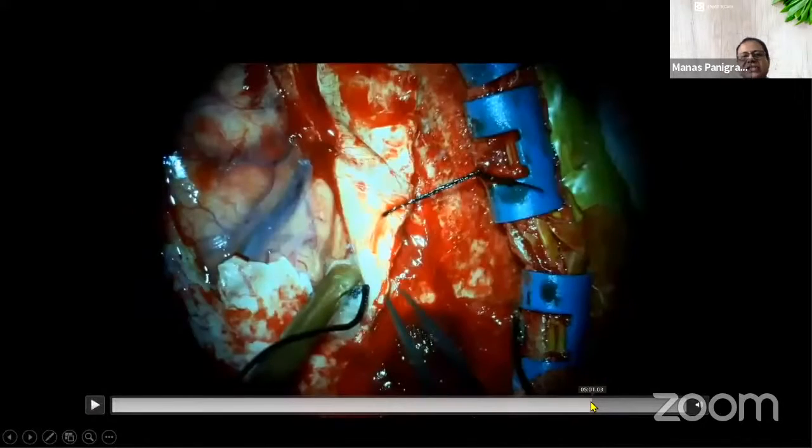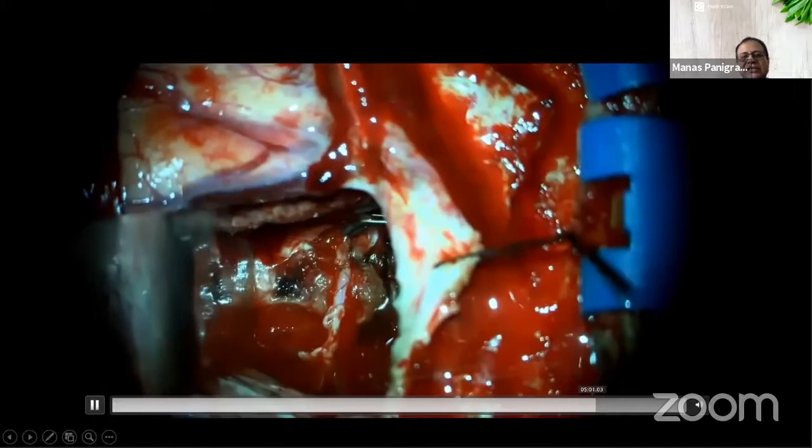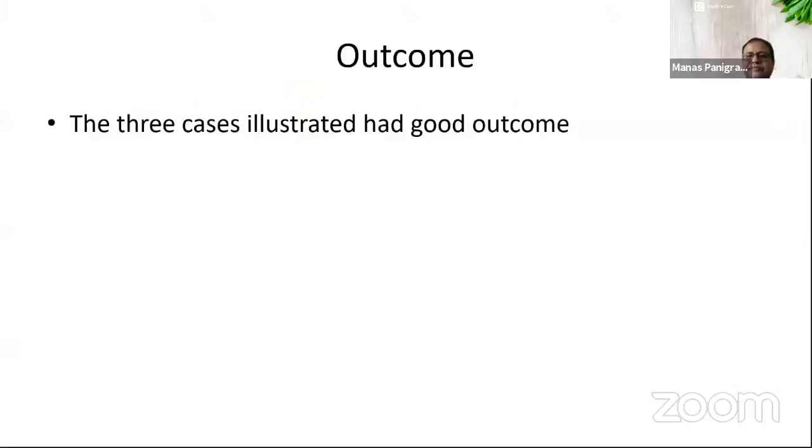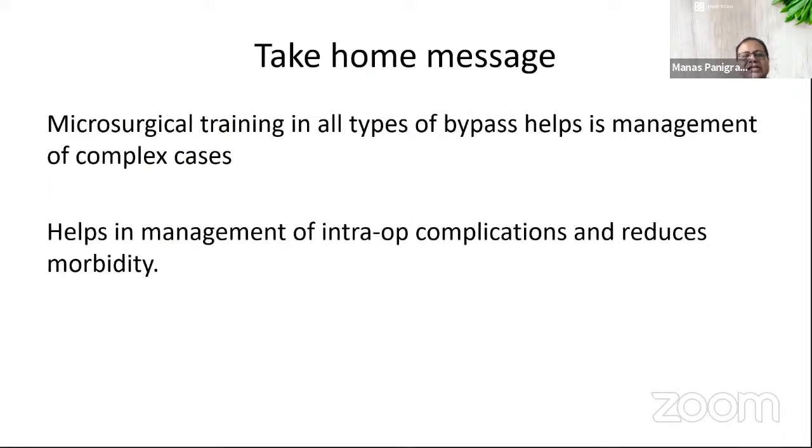So this primary anastomosis was done and then confirmed with an ICG. The three cases illustrated fortunately had good outcomes. The take-home message is that microsurgical training in all types of bypass, all types of generation of bypass, helps in management of complex cases. It also helps in managing intra-op complications, it cannot avoid them, but at least manages them and reduces morbidity.